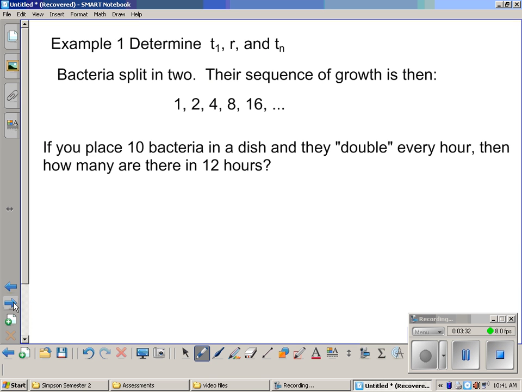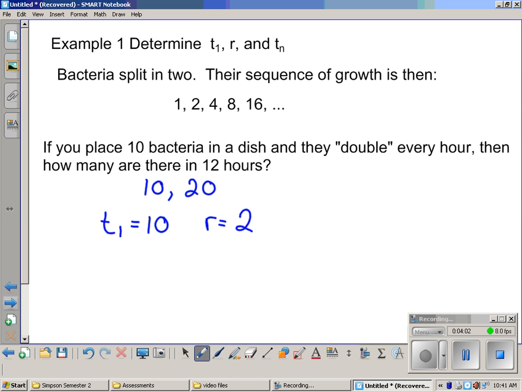If you place 10 bacteria in a dish, they double every hour. Then, how many are there in 12 hours? So in the first hour, there would be 10. In the second hour, it would be twice that much, or 20. Since 10 is what we're starting with, that is our T1. r is the fact that they are doubling, so it is 2.